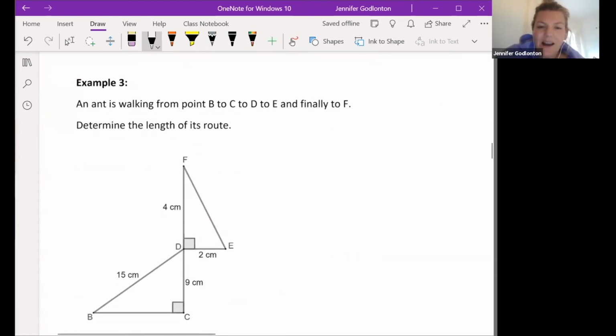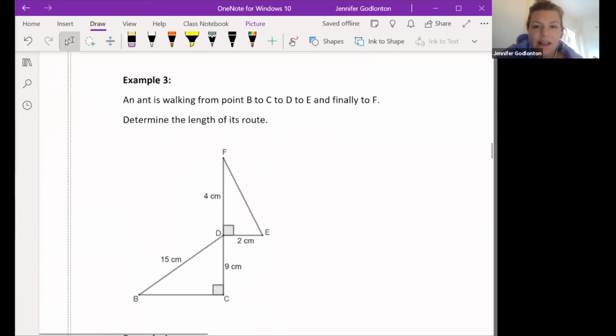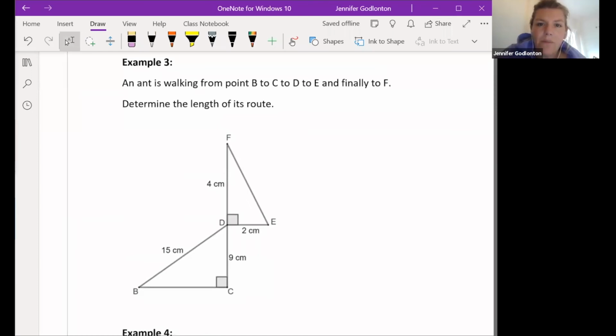Okay, so I want you guys to try and do this one by yourselves now, because now you have enough information in order to do it. This is the way these types of questions would be asked in a test or in an exam. An ant is walking from point B to C to D to E and finally to F. So we've got a little ant walking along that road, and we want to know the length of its route. So I want to know how long that yellow line that I've highlighted is.